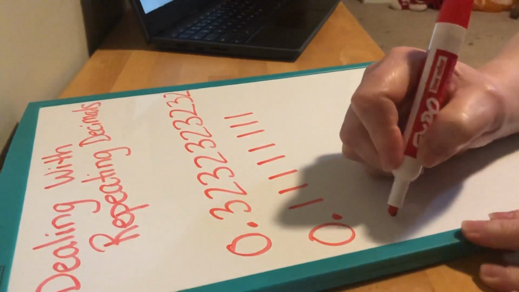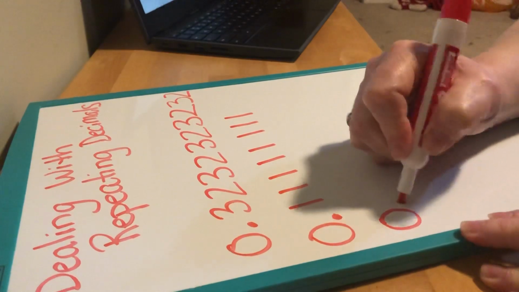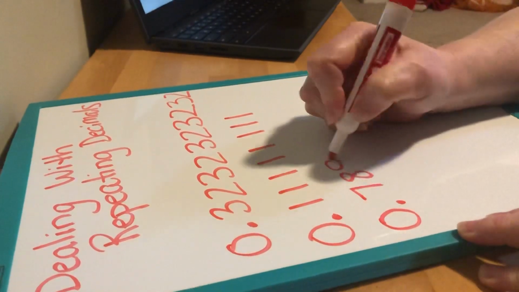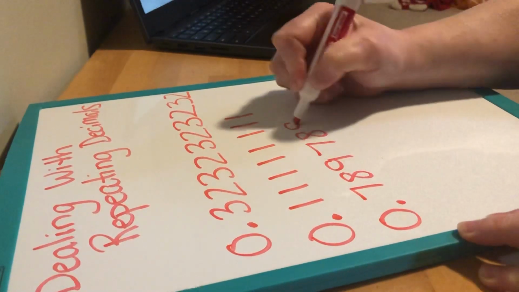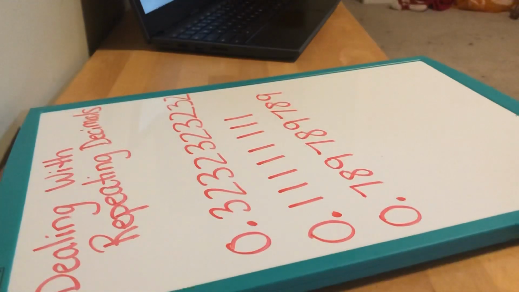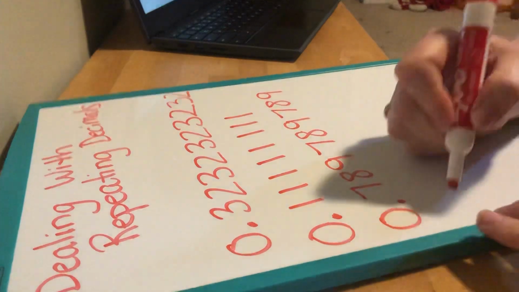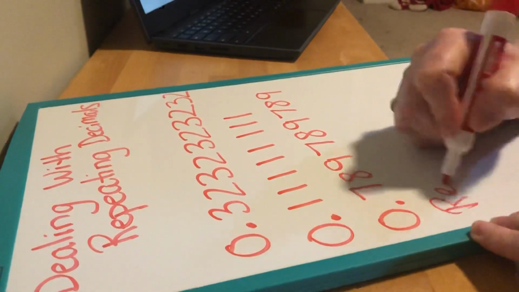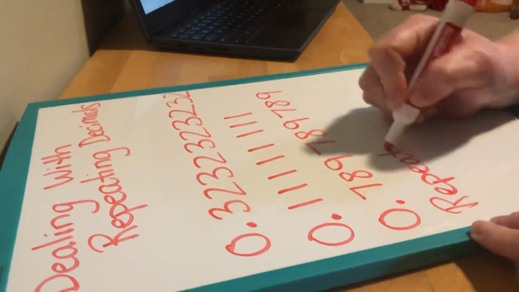Often, however, my repeating decimals have a larger repeat. So for example, this decimal has 3 numbers that repeat over and over again. 0.789, 789, 789. And as long as there are no new numbers included in there, then we can assume that that is in fact a repeating decimal. And they will repeat forever.